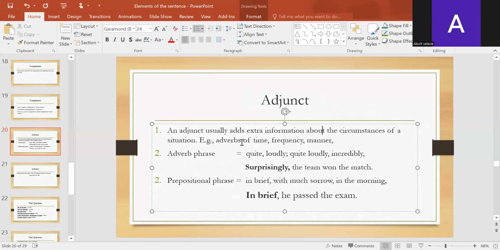They are normally adverbs of time, frequency, manner. We know there are many: adverbs of degree, adverbs of time, adverbs of place. So they are adverbs. Quietly, loudly, quite loudly, incredibly. For example, surprisingly, the team won the match. So this is what an adjunct is. Even though they are adverbs, we technically call them adjuncts.